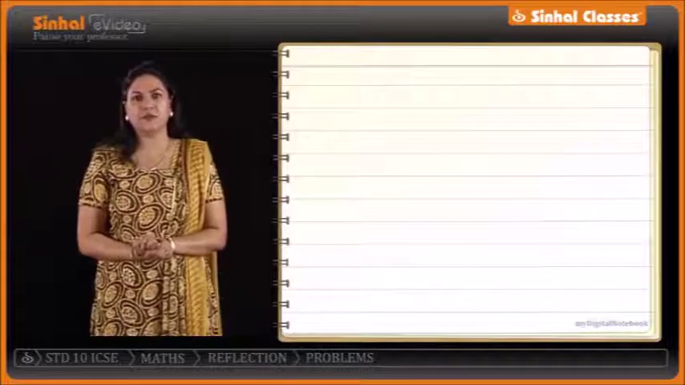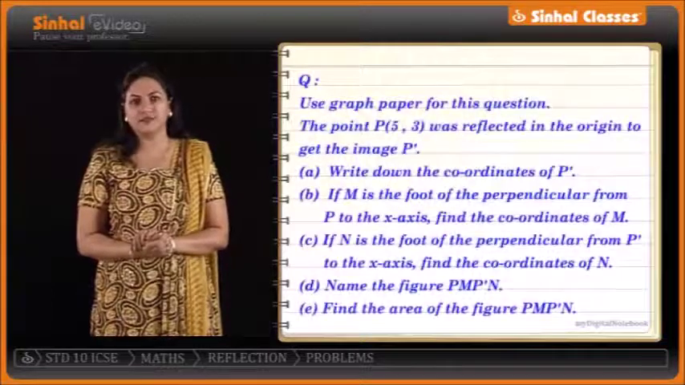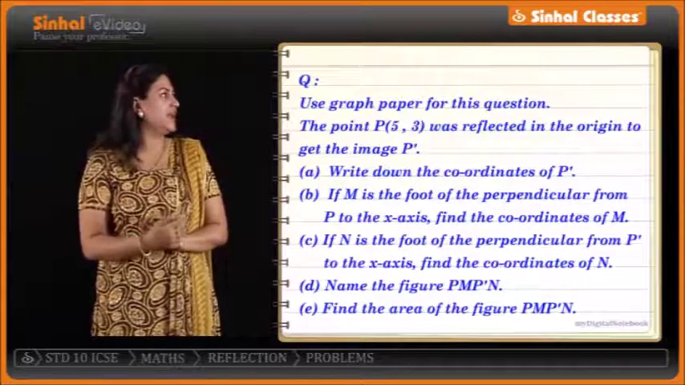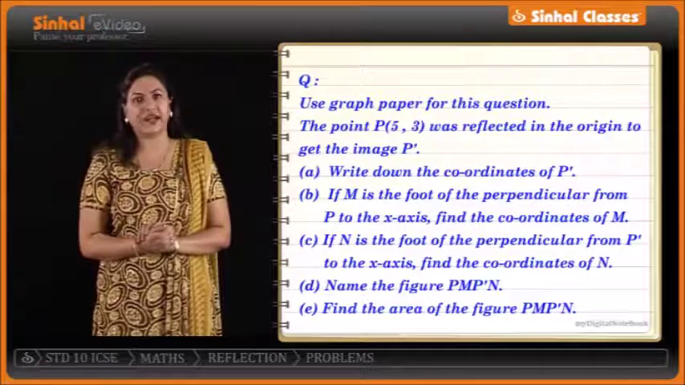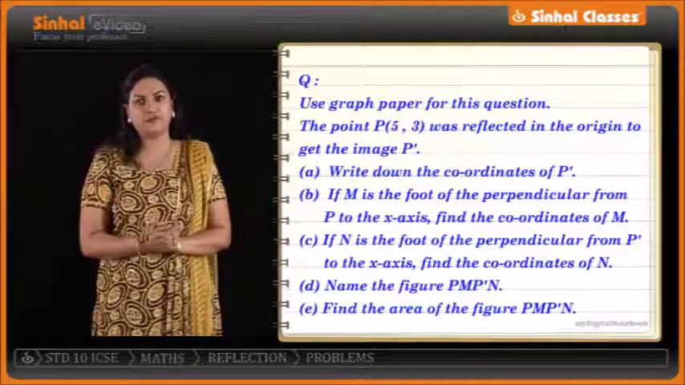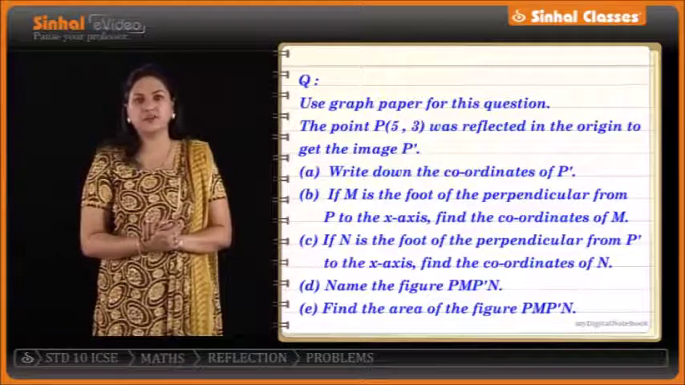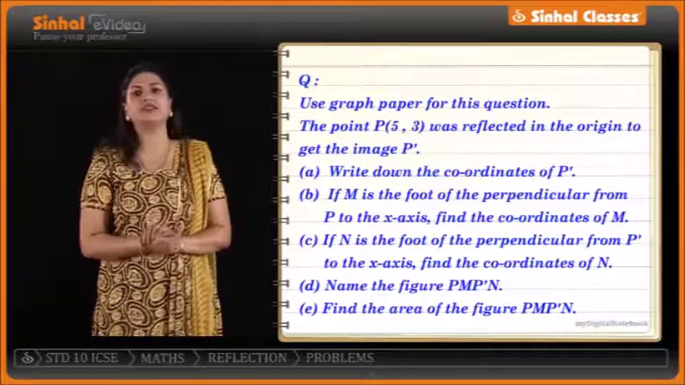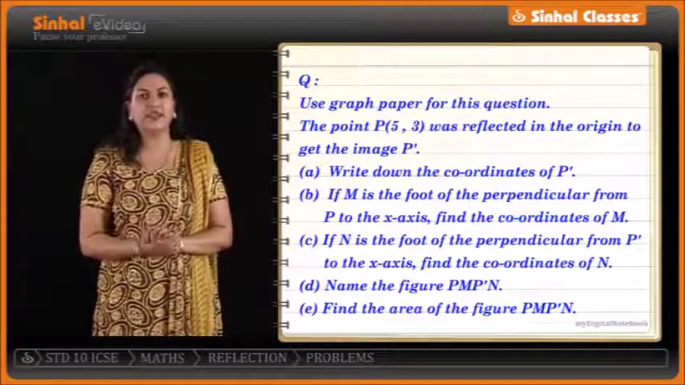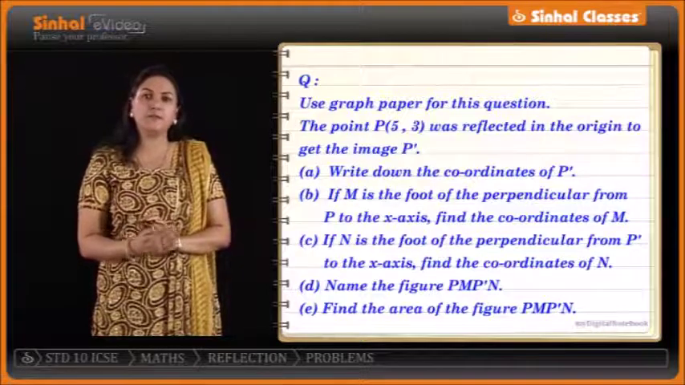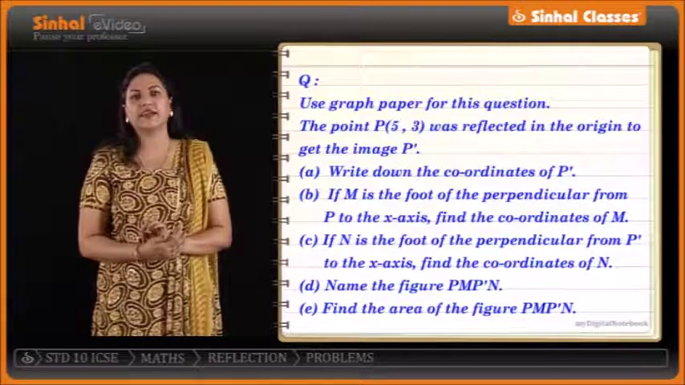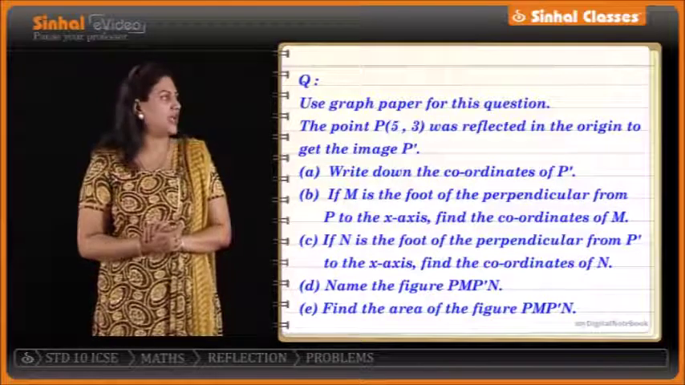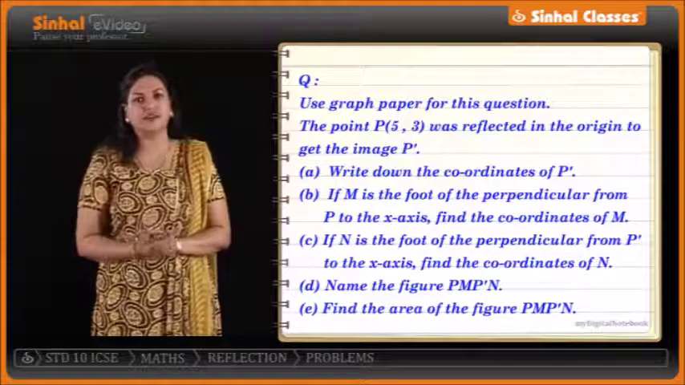Let's move on to the next problem. Use a graph paper for this question. The point (5, 3) was reflected in the origin to the image P dash. Write down the coordinates of P dash. If M is the foot of the perpendicular from P to the x-axis, find the coordinates of M. If N is the foot of the perpendicular from P dash to the x-axis, write down the coordinates of N. Name the figure PMP dashN. Find the area of this figure.